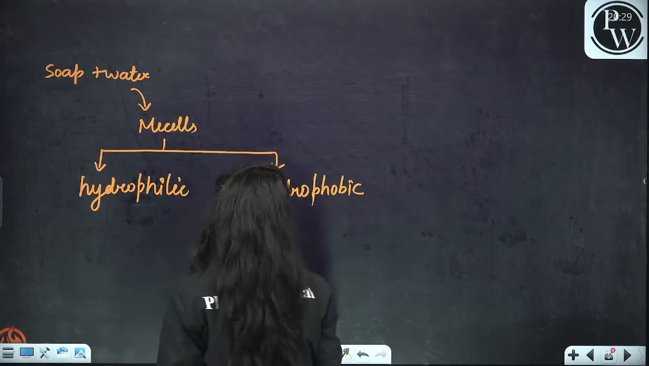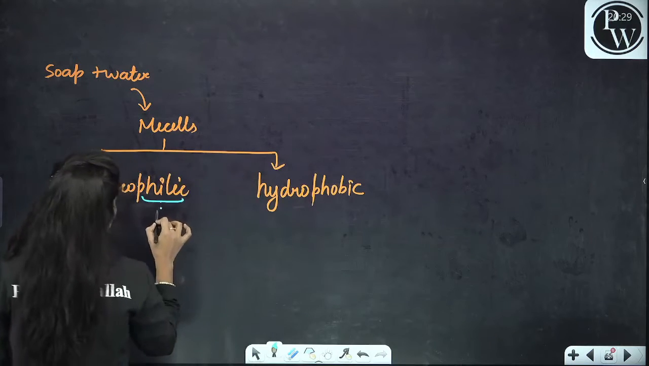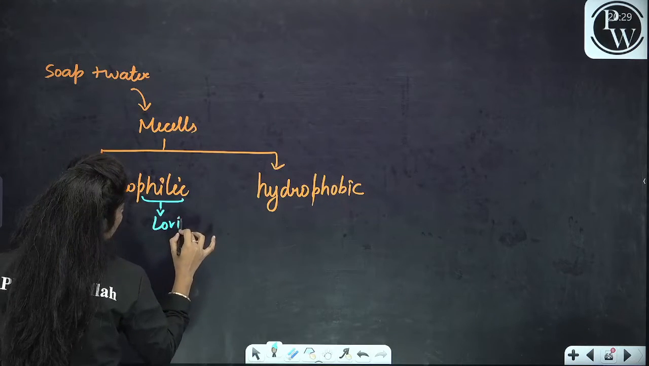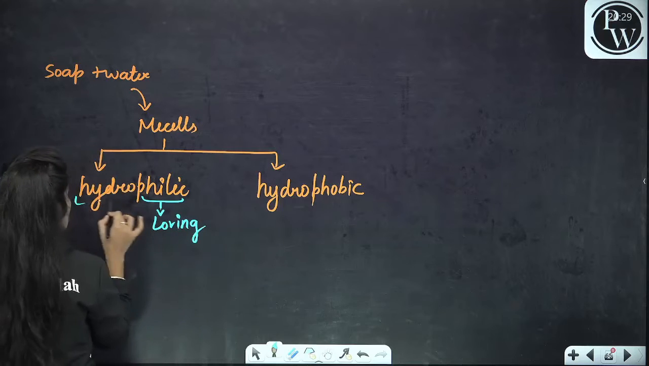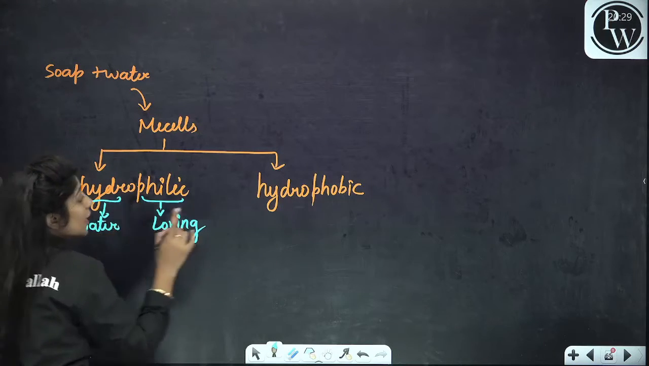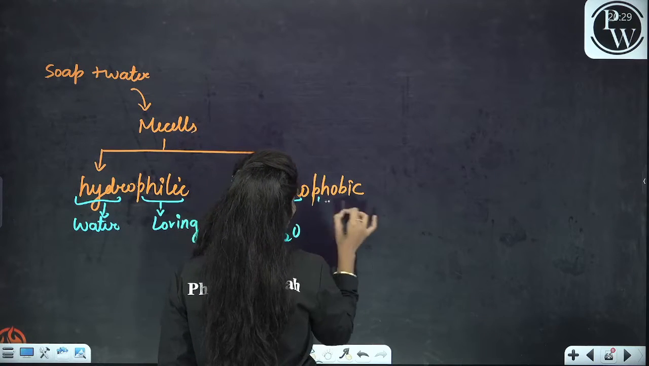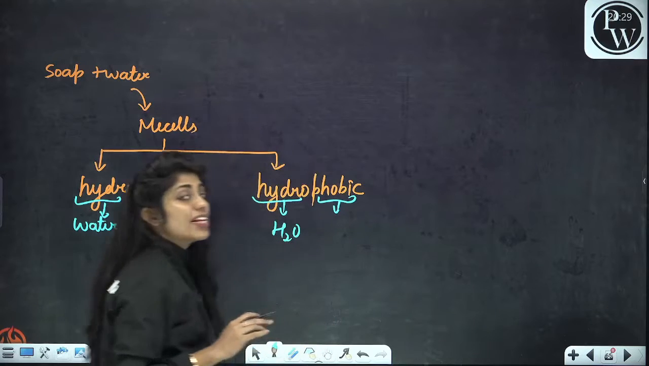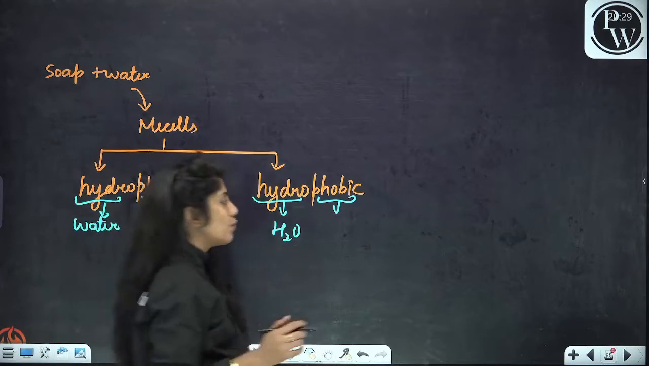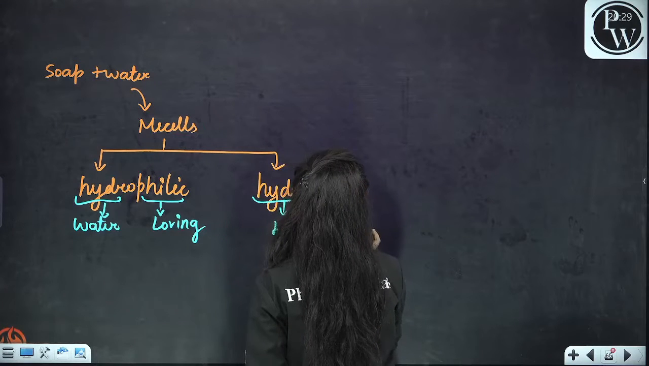One will be hydrophilic. One will be hydrophobic. Philic means loving. Hydro means water. Phobic means afraid of, frightened of, right?